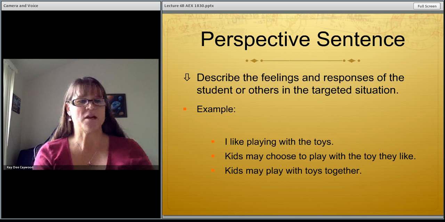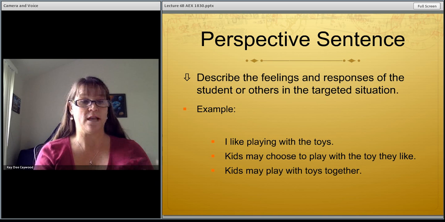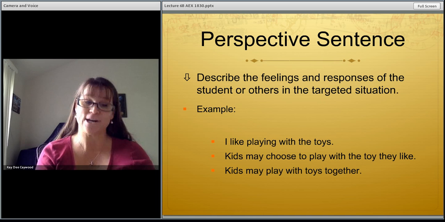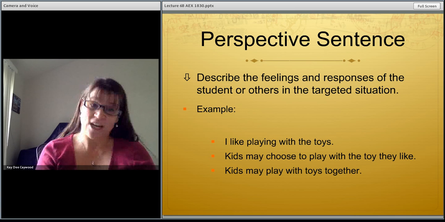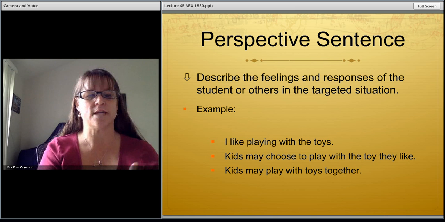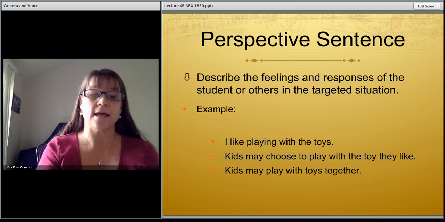You do want to make sure if you ever say I like and you're attributing a perspective to the individual, that is actually the perspective they have. So you wouldn't write I like playing with the toys if they don't, but you want them to. You want to make sure that things that you're saying that they do or they like to do, they in fact do that.